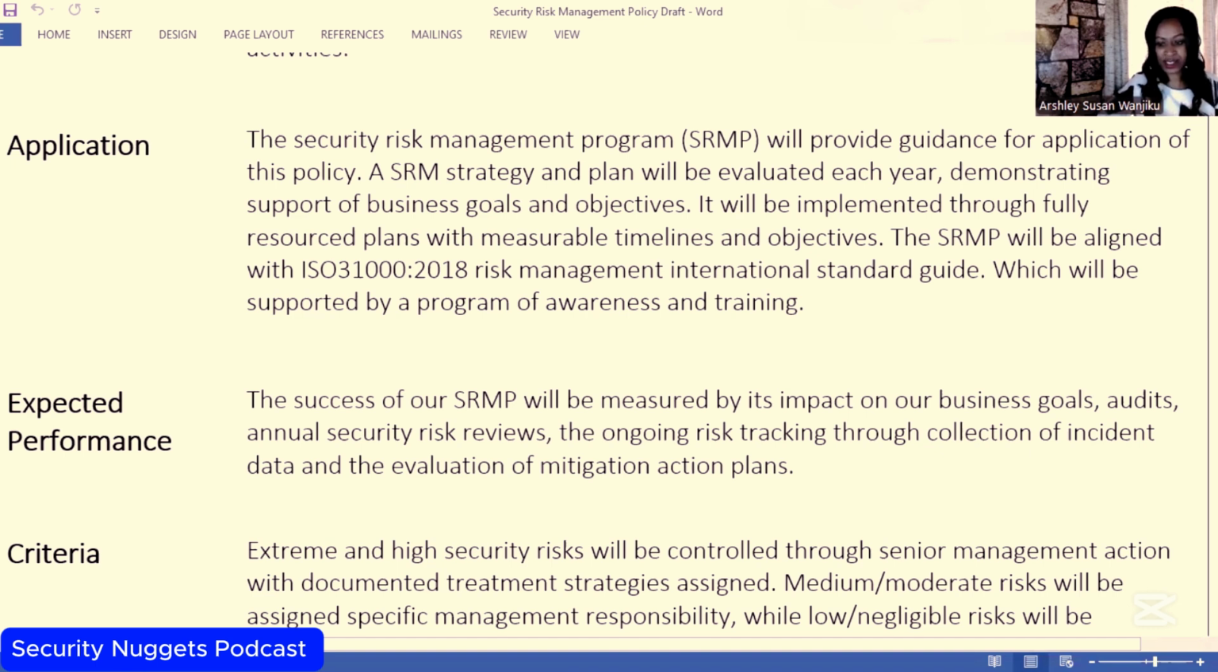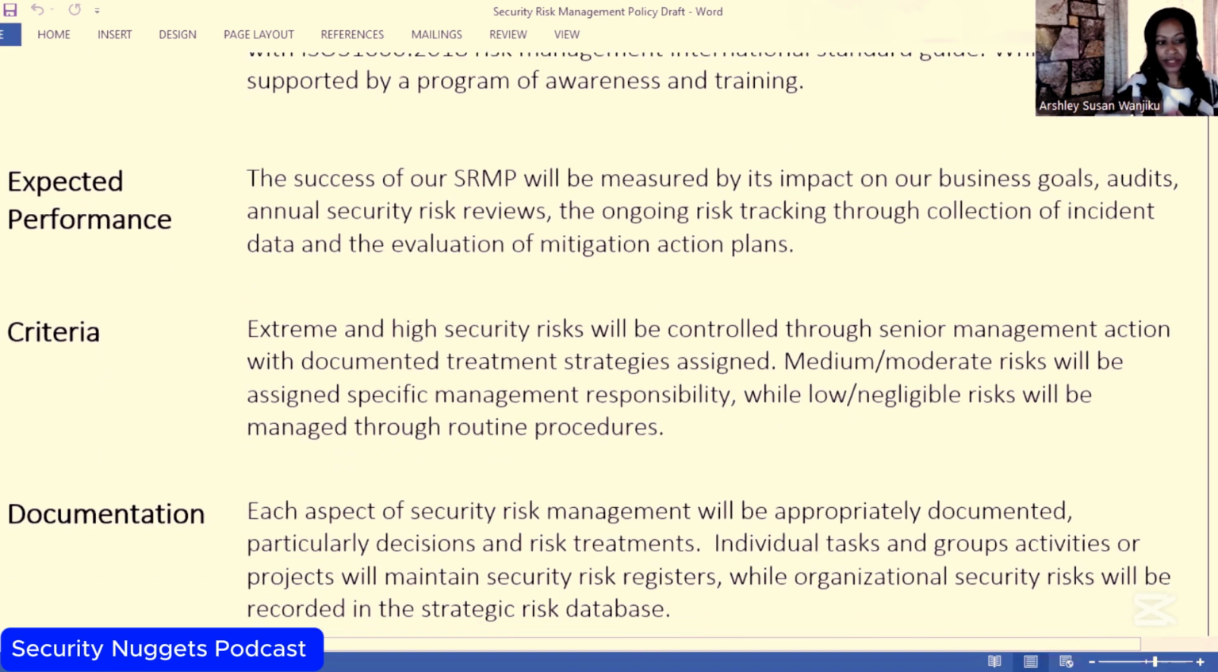Now, when we go to expected performance, what are the expectations as far as the security risk management program is concerned?